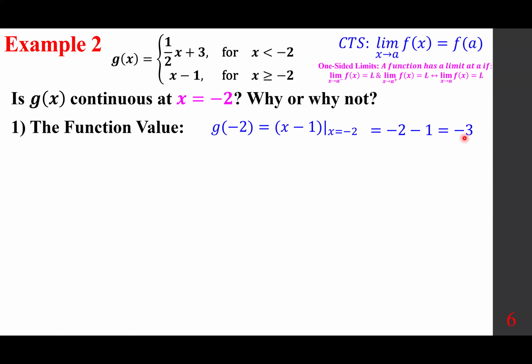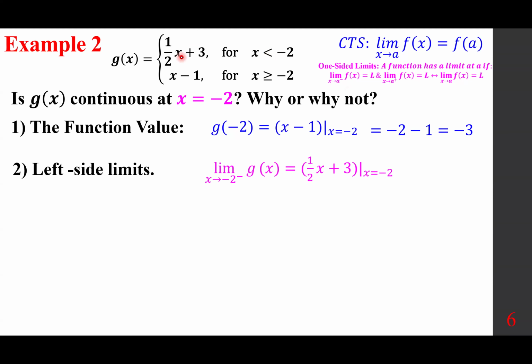Then I look at the one-sided limit. I start with the left side. On the left side, I have to go with the less than, and I have to use this piece. So I use half of x plus 3, and I plug in negative 2. I get negative 1, plus 3, I get positive 2.